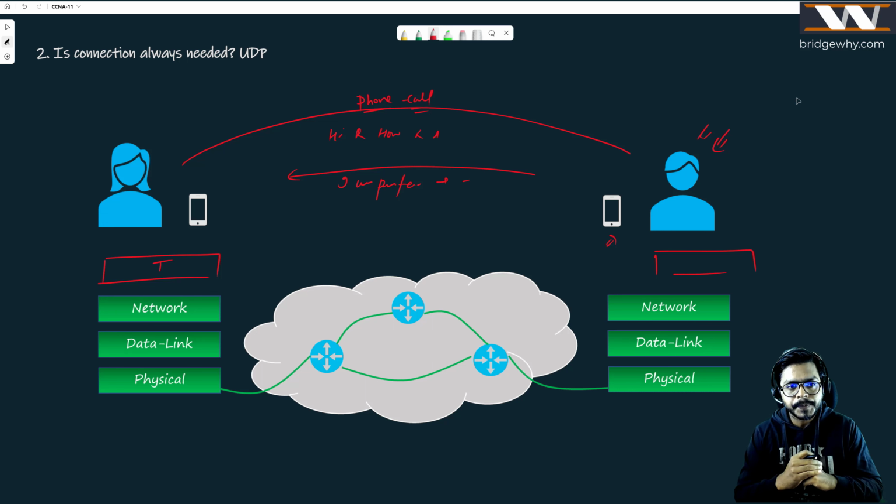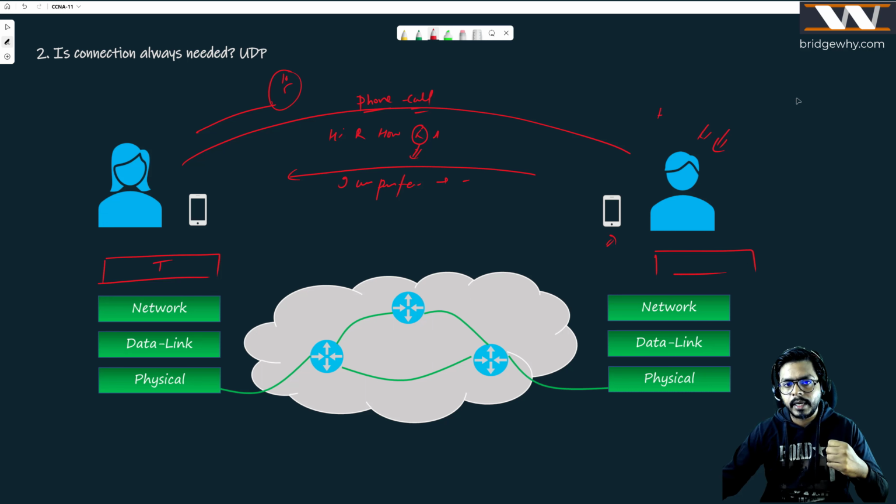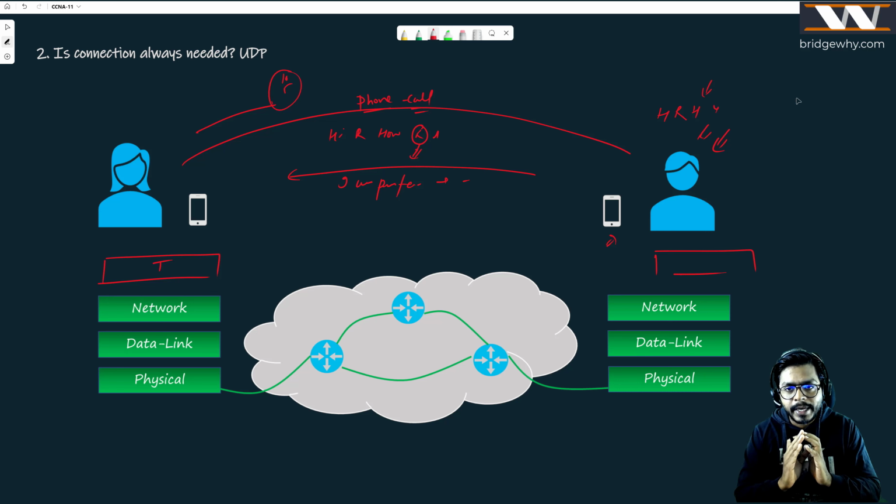But now, in case of a phone call, just try to understand. If I am continuously talking and I'm saying, hi, Rahul, how are you? And suppose this R goes missing, is it beneficial to send this R after 10 seconds or 5 seconds? That now I'm saying, hi, Rahul, how are you, right? And R is missing. In a normal real-time conversation, there is no benefit at all in sending the missing pieces or missing packets after some time, because that doesn't make any sense, right?